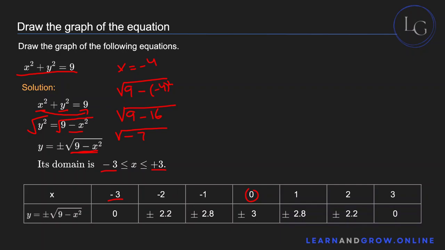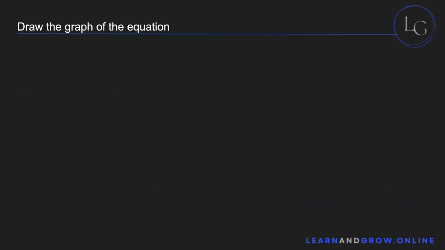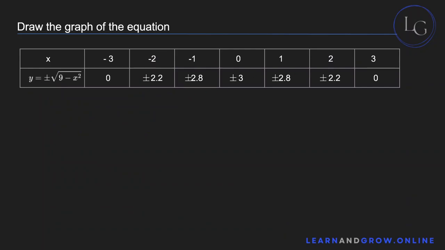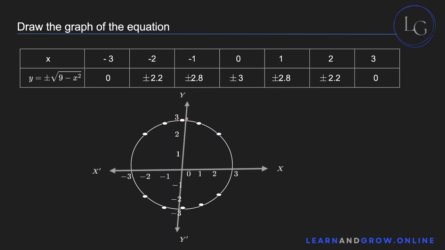So this, again, is a very basic concept, but I'm just reminding why you have to be careful in certain situations, right? So now that you have this, draw the graph, and this is a circle, right? Because when x is equal to 0, you have positive 3, so you mark positive 3, and then you also mark negative 3. When x is equal to 1, you have to take both the coordinates at positive 2.8 and negative 2.8.